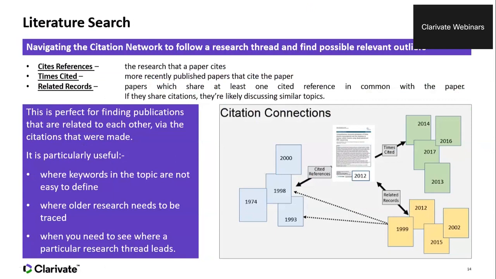So using a citation database is perfect for finding publications that are related to each other via the citations that were made. And it is particularly useful when keywords are not easy to define. This is especially important for social sciences.